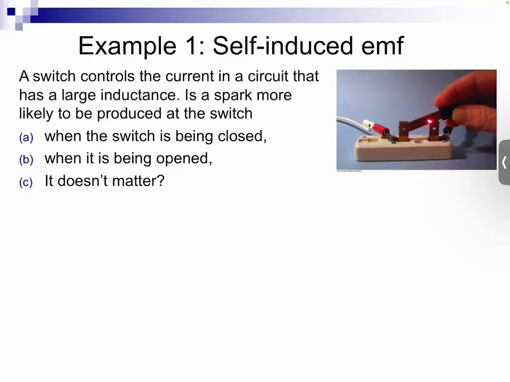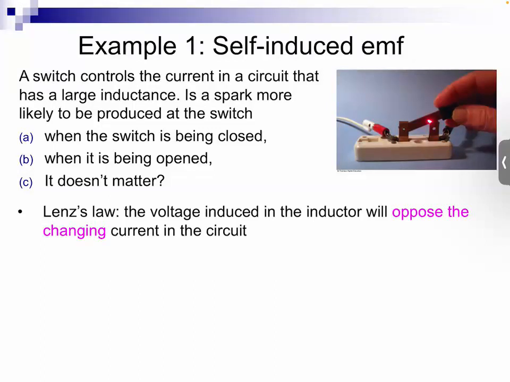What do you think? The spark we see is, of course, electrons jumping from one part of the circuit to another, right? Yeah, good. The answer is when it's open. And see why. Lenz's law says that whenever you have a change in current in your circuit, there will be an induced current that will oppose the change.